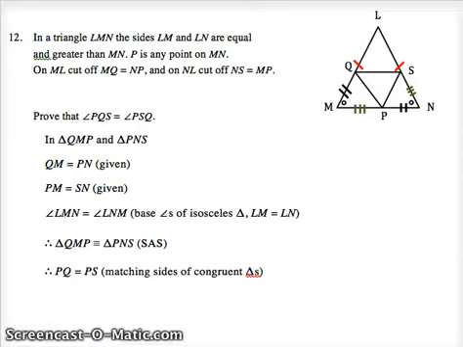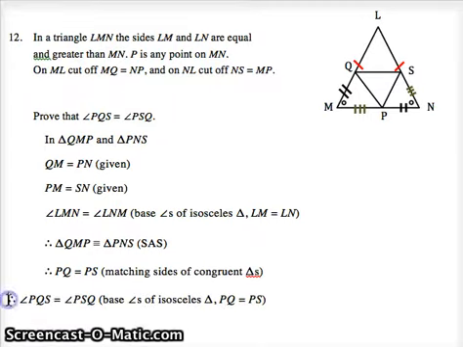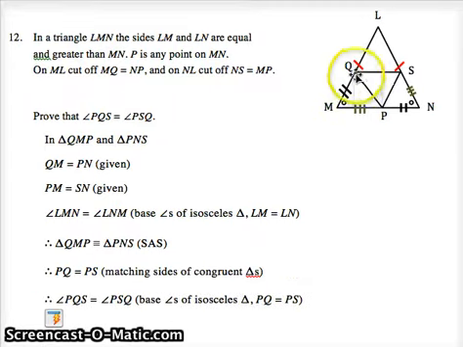So we can just write that out as well. So therefore, angle PQS is equal to angle PSQ, and the reason is that they are base angles of that isosceles triangle, because we know that PQ equals PS. And that's it for question 12.